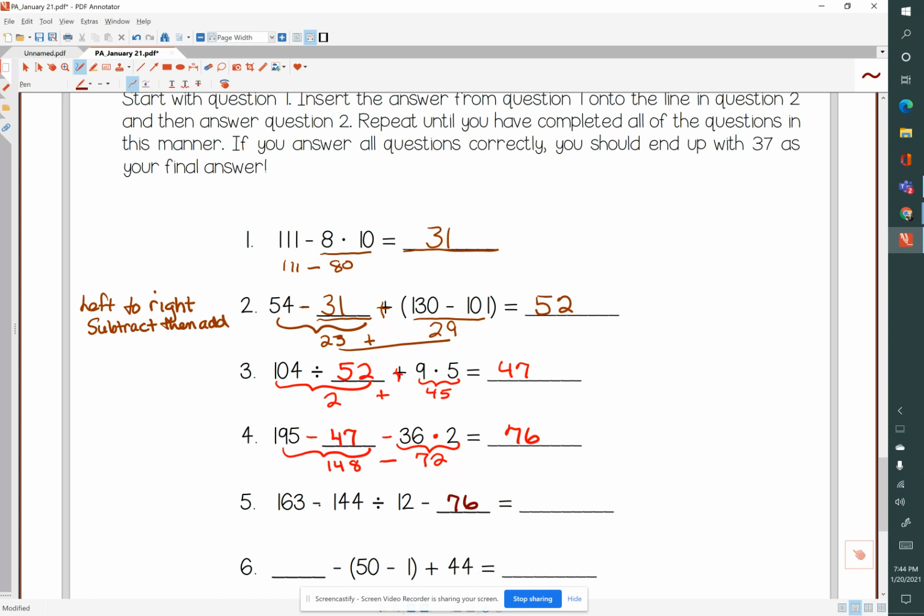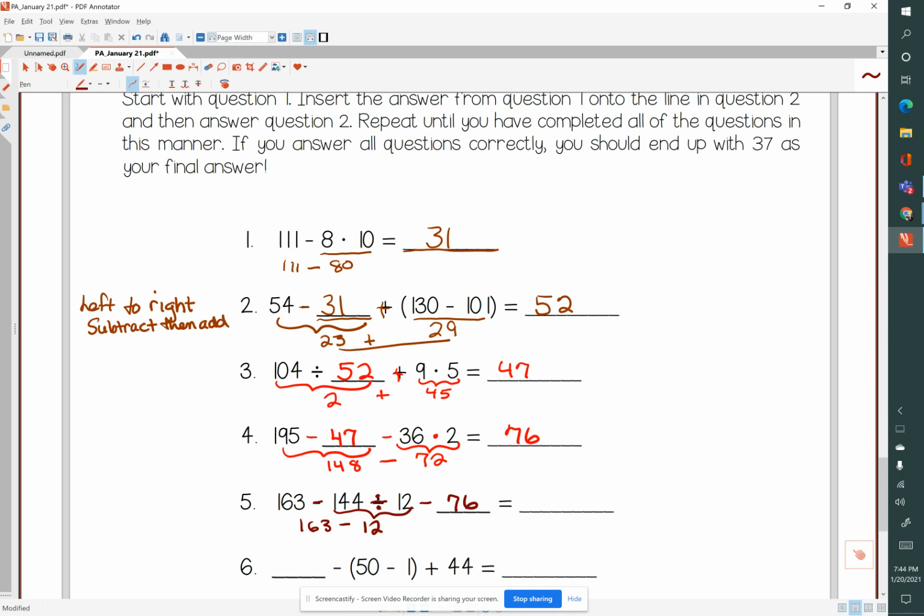We have 163 minus 144 divided by 12 minus 76. So the first thing we need to do is evaluate 144 divided by 12, which is 12. Now we have 163 minus 12.